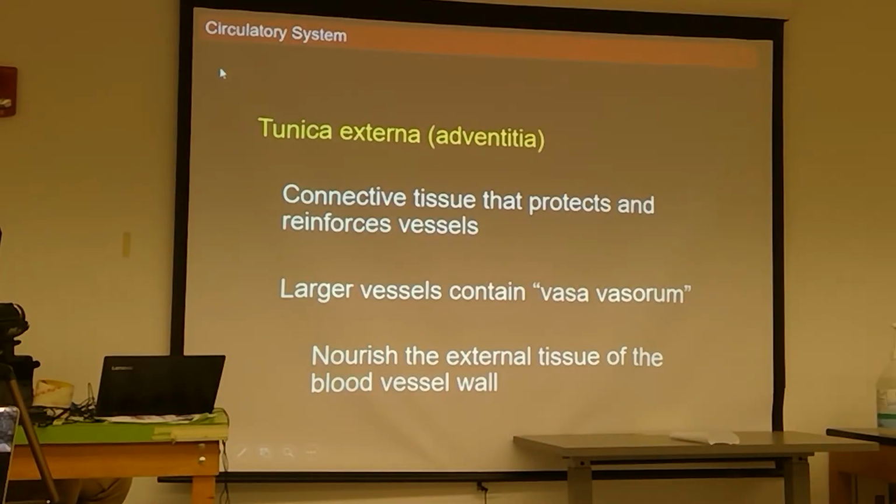All right. Tunica externa, or adventitia. This is connective tissue that protects and reinforces the vessel. This is really interesting. There's little arteries called vasa vasorum that are in your thicker, like muscular arteries and your elastic arteries that we'll talk about. The Latin root word for vasa vasorum is the vessel of vessels.